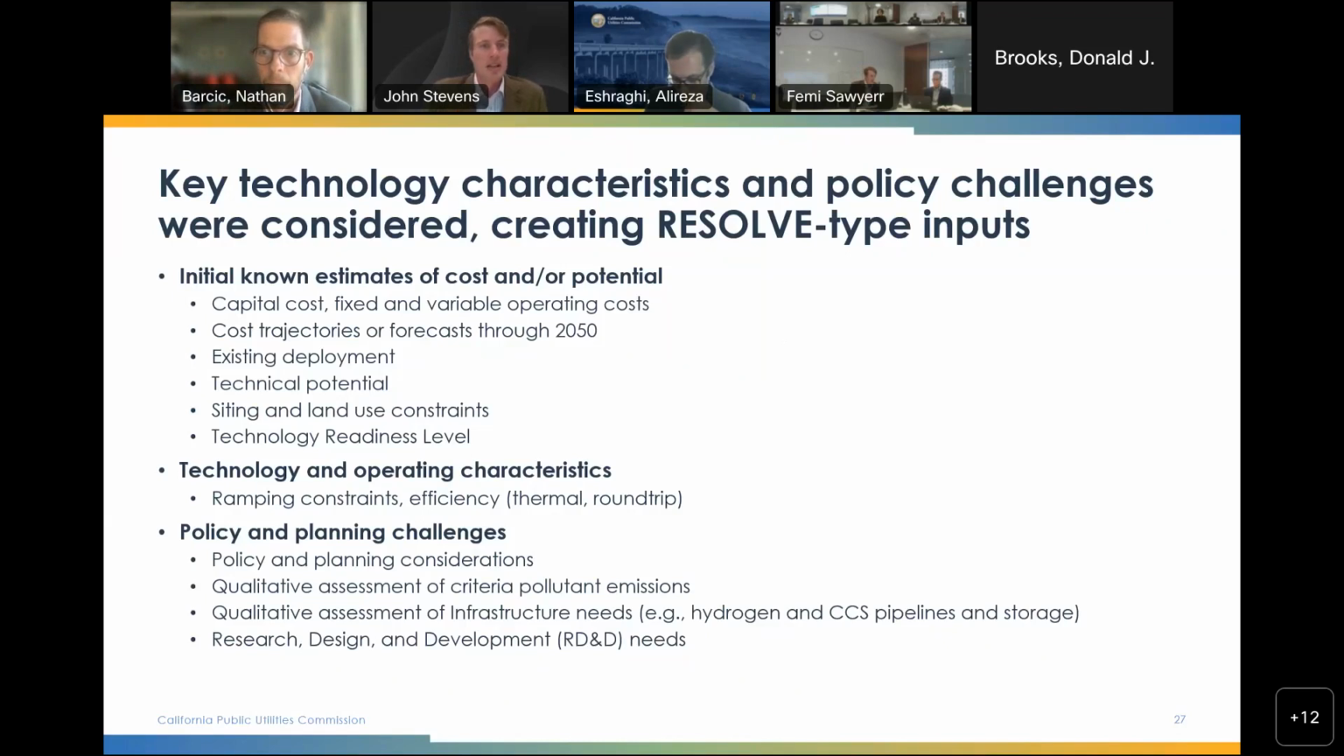And then finally, we also considered some other aspects, such as what are the policy and planning challenges, including qualitative assessments of things like what are some of the infrastructure needs, what are the different policy considerations, and what are the research and development needs in particular for these technologies. Can we go to the next slide, please?